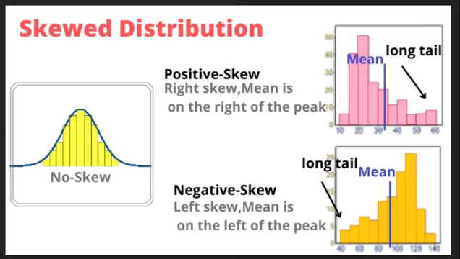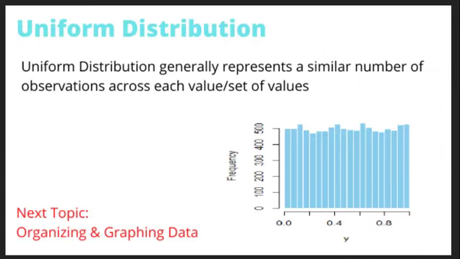There is one more distribution, which is called the uniform distribution. A uniform distribution has the same number of observations across all values. We have a similar set of observations of the population sitting here. Uniform distribution generally represents a similar number of observations across each value or set of values, as you can see. With this, we have completed the introduction to statistics part.